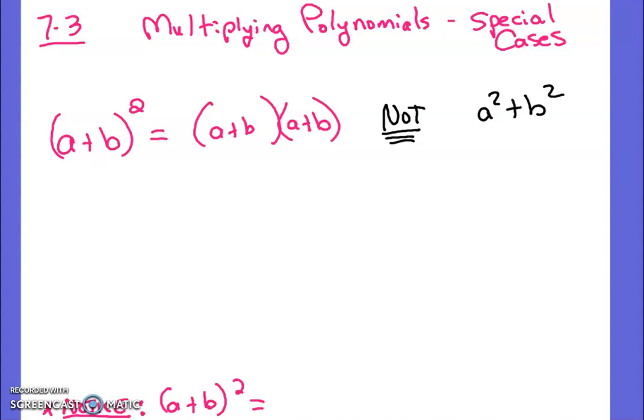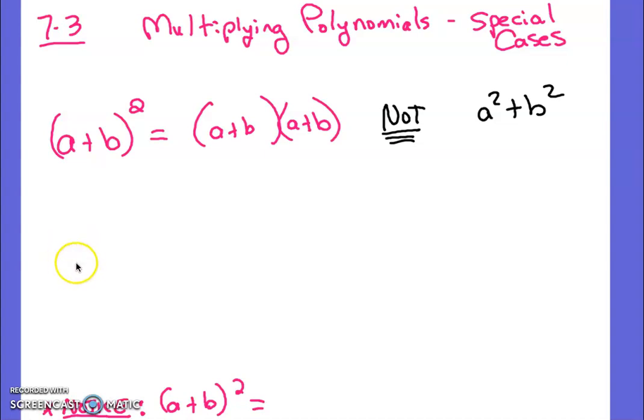This is 7.3, multiplying polynomials, but it's special cases. So let's look at the first one. Here I have a plus b, but notice it's in parentheses, and all of that parenthesis is being squared. Well, a lot of times we forget what an exponent really means.